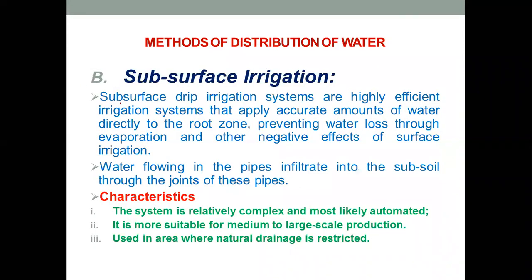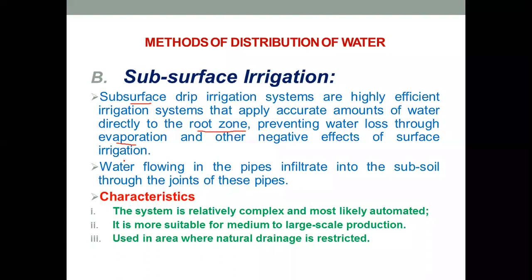So what is subsurface irrigation? Subsurface drip irrigation systems are highly efficient irrigation systems that apply an accurate amount of water directly to the root zone, preventing water loss through evaporation and other negative effects of surface irrigation. So what is subsurface irrigation? It is the type of irrigation in which we provide an accurate amount of water directly to the root zone.